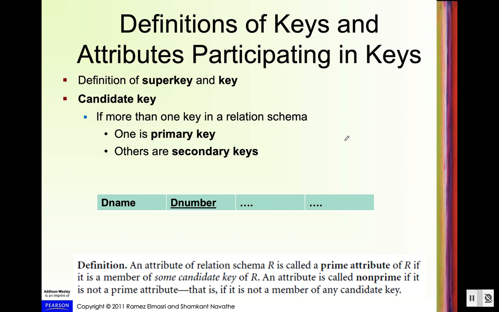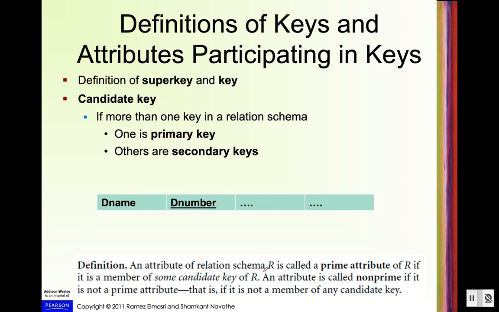Now if we have more than one key in the relational schema, in that case only one is going to be chosen as the primary key. So each table will have only one primary key, and the other keys we are going to choose as secondary keys. An attribute of a relation schema R is known as a prime attribute of R if it is a member of some candidate key of R. All other attributes are known as non-prime if they are not a prime attribute, meaning they are not a member of any candidate key.